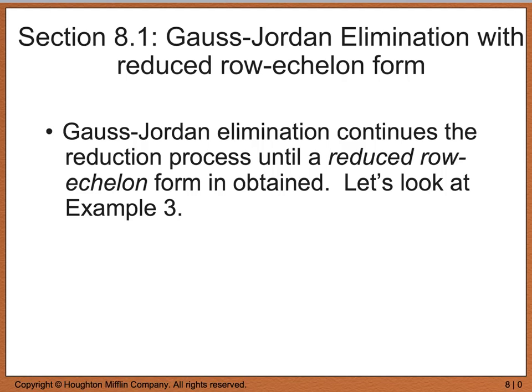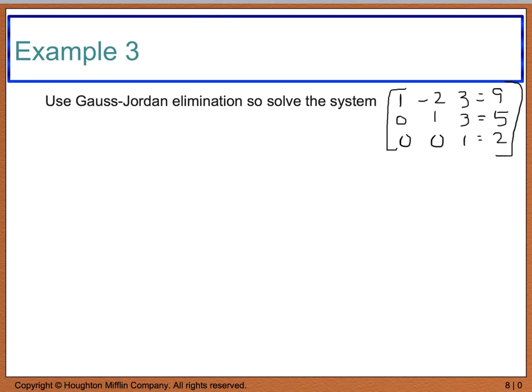Now example 3 says use the Gauss-Jordan elimination to solve this system. And this is actually the matrix that we came up with at the end of example 2. 1, -2, 3 equals 9, 0, 1, 3 equals 5, and 0, 0, 1 equals 2. Now what we're going to do is put this in what we call a reduced row echelon form. And if you remember from the beginning, the reduced row echelon form means that I will have zeros above and below any leading ones.